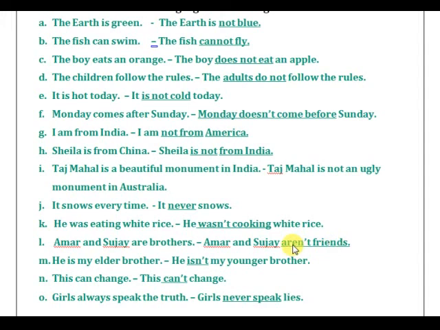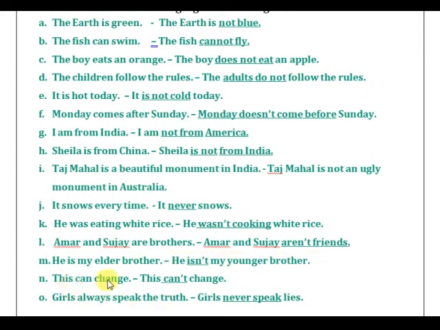The another change that I have done to the sentence is that I have taken the contracted form of the not or the negation with the helping verb. Here I could have written that Amar and Sujay are not friends, but I have taken the better contracted form, which is aren't friends. He is my elder brother. The negation, he isn't my younger brother.